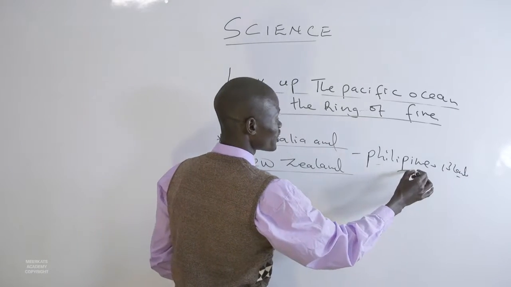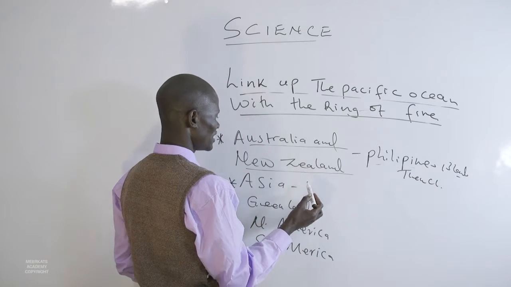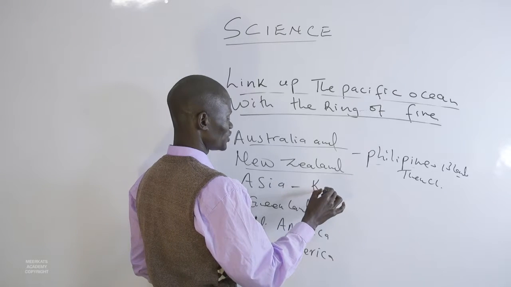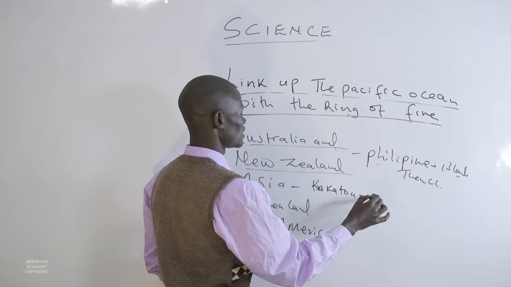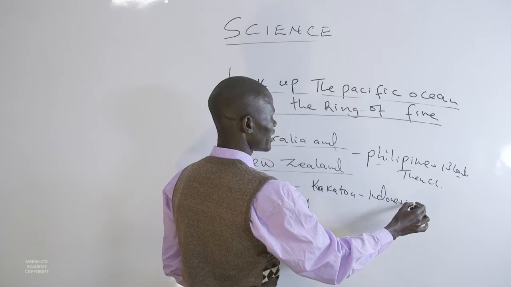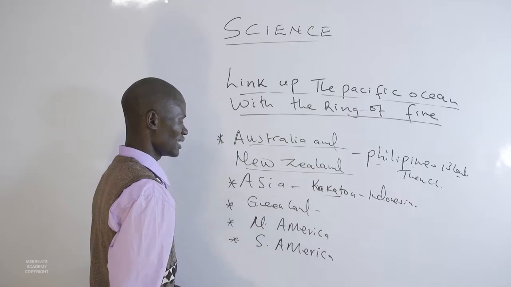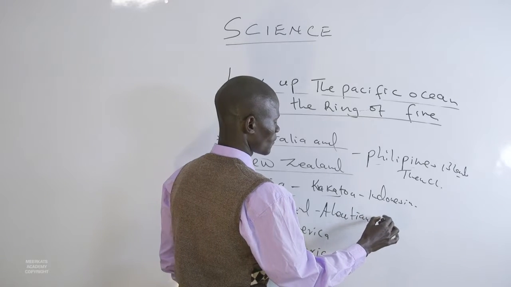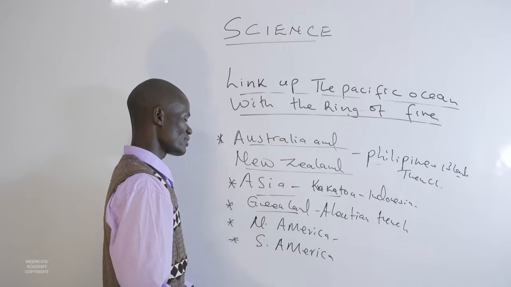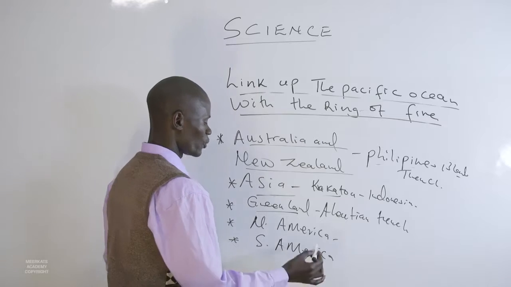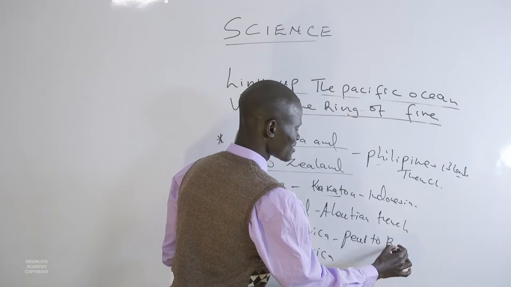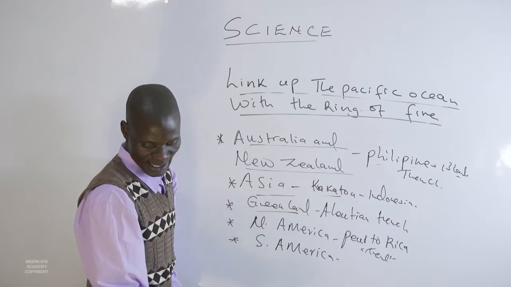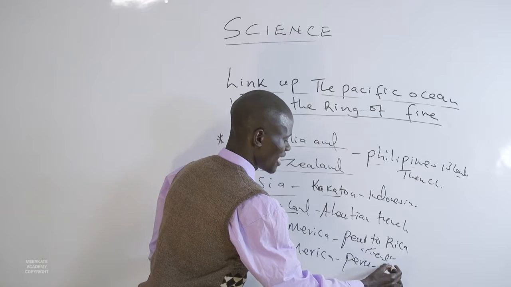Therefore, we also have the Philippine Trench alongside this region, New Zealand and Australia. As we go to Asia, among the active mountains, we have Krakatoa. That one is found in Indonesia. And also remember, we also have another active fold mountain, that is the Himalaya range. When we move to Greenland, in those regions, we have the Aleutian Trench. And then in South America and Central America, just there, we have what we call the Puerto Rico Trench. All these trenches are leading us to make a conclusion. And then lastly, in South America, we have the Peru and Chile Trench.